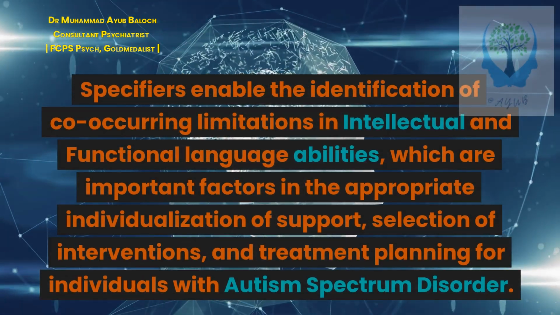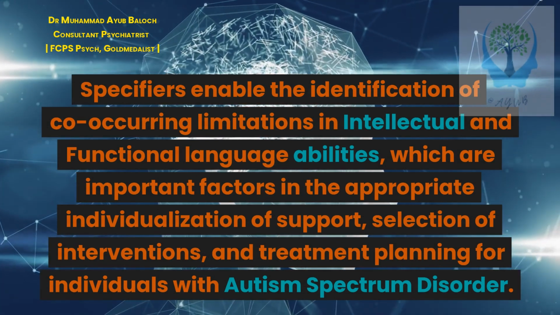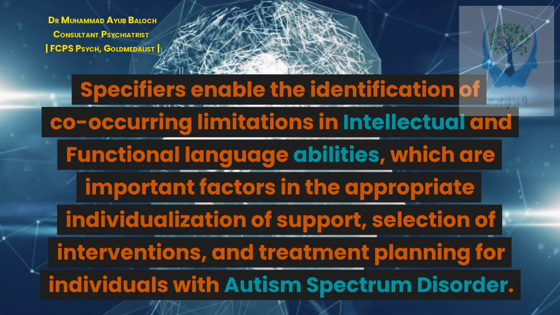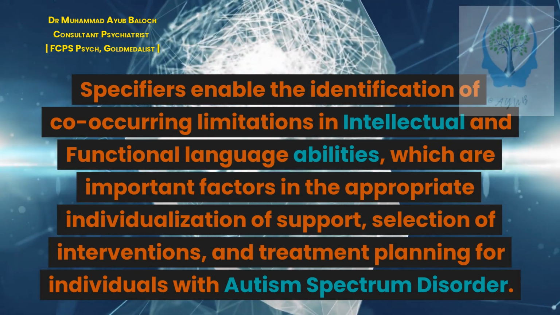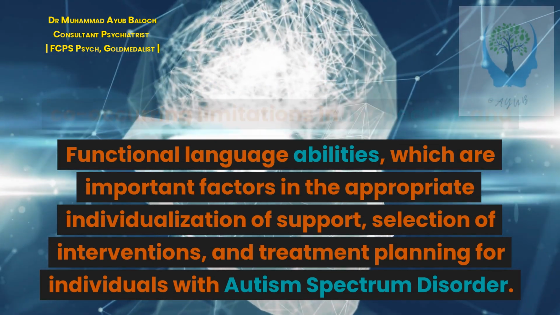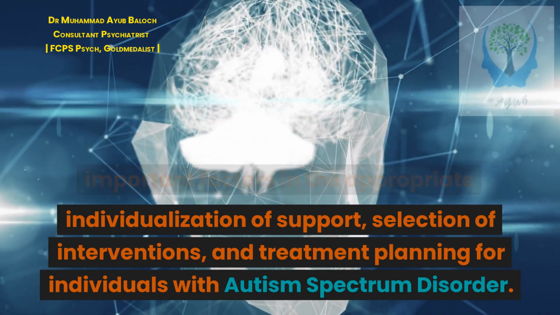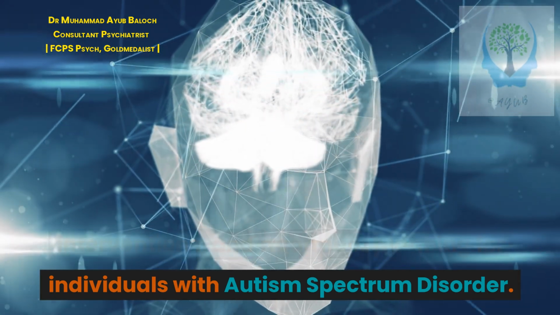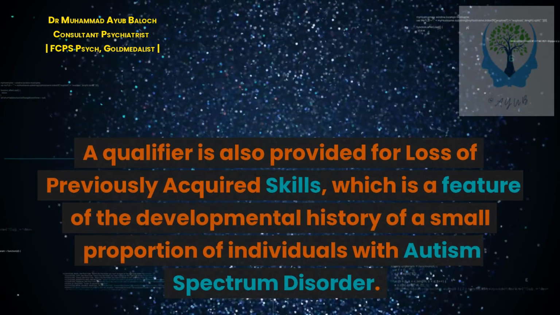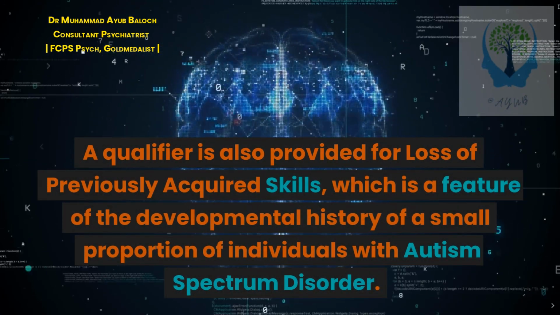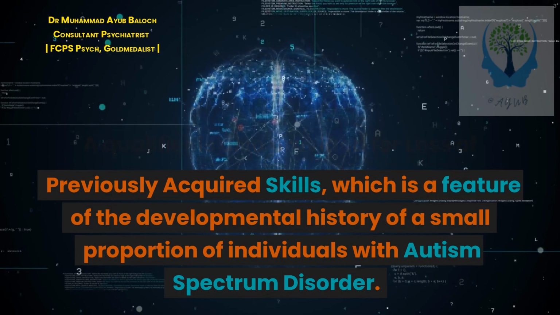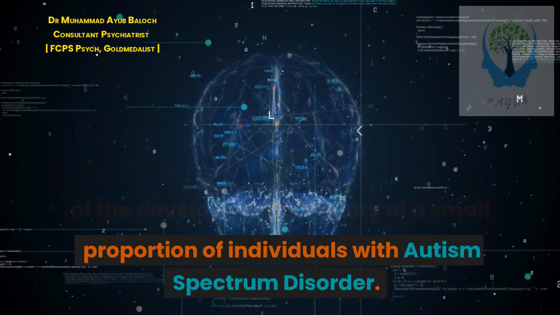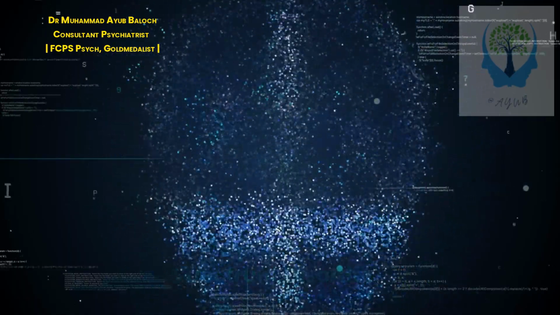Specifiers enable the identification of co-occurring limitations in intellectual and functional language abilities, which are important factors in the appropriate individualization of support, selection of interventions, and treatment planning for individuals with autism spectrum disorder. A qualifier is also provided for loss of previously acquired skills, which is a feature of the developmental history of a small proportion of individuals with autism spectrum disorder.